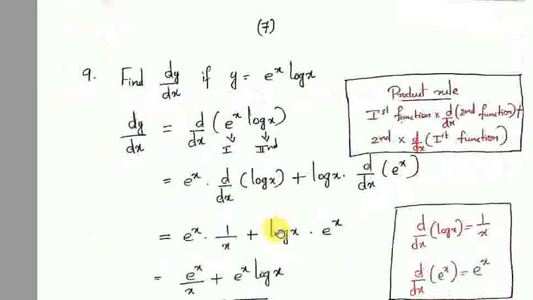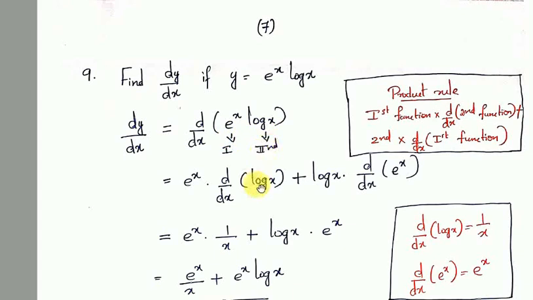Then next question, find dy by dx if y equals e raised to x log x. So we can apply the product rule. Why can we apply the product rule? It is in the product form, e raised to x into log x. So first function is e raised to x and the second function is log x. If you want, you can choose log x first and e raised to x as second. In the find the derivative case, either e raised to x is first or log x is first. There is no problem with that. So first function into derivative of second plus second into derivative of first.